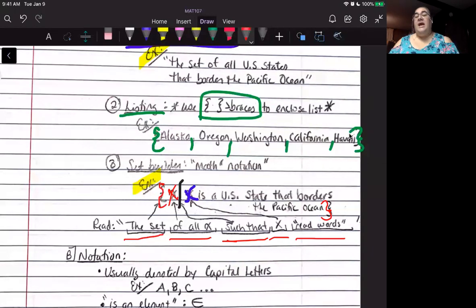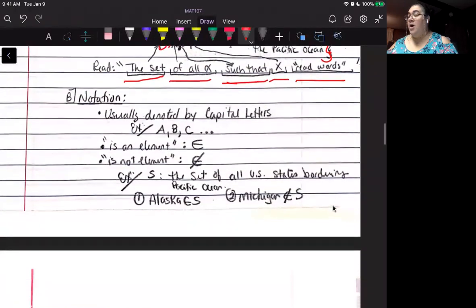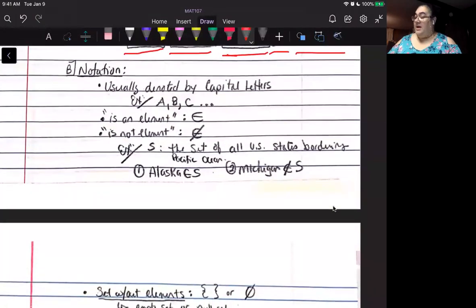Here is where we didn't use any notation other than the braces to denote that we're discussing a set, and then we actually just listed the members of that set. And here is where we use math notation or set builder notation to mathematically state our set. Okay? Now, some things to know about notation. When we are working with set theory, in notation, we usually denote sets with capital letters, okay?